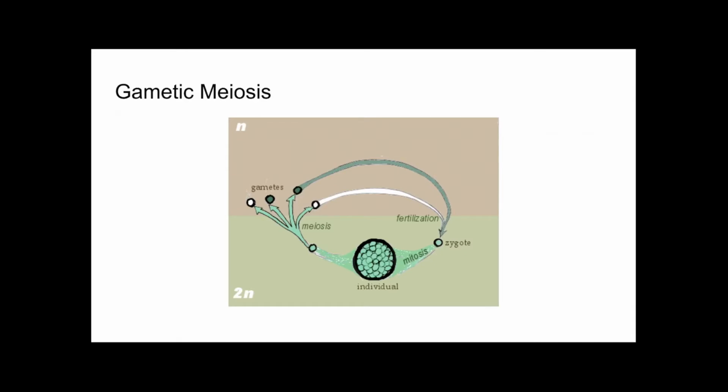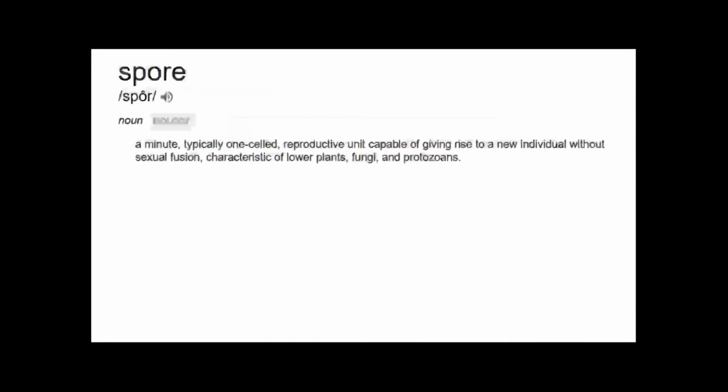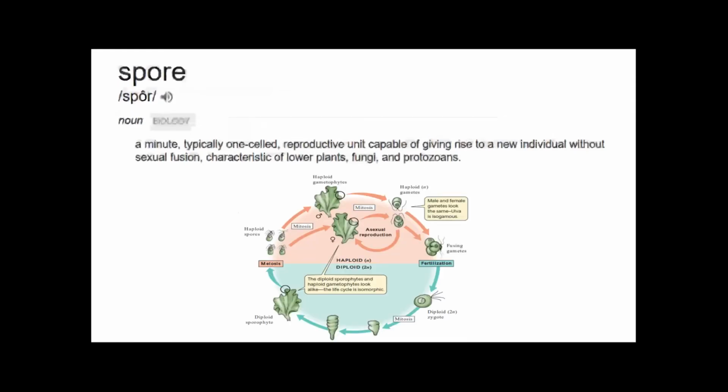Well, not all organisms work like that, and when we talk about autotrophic protists, we also have to talk about the diversity of different life cycles. What is a spore? You've probably heard the word spore before, and it's used a lot to describe reproductive cells, but when we talk about spores, let's make a distinction. A spore is a minute, typically one-celled reproductive unit capable of giving rise to a new individual without sexual fusion, characteristic of lower plants, including the bryophytes and mosses, fungi, and protozoans.